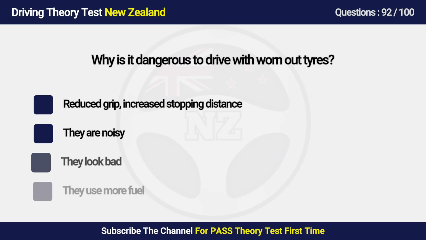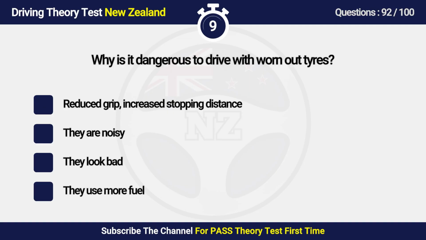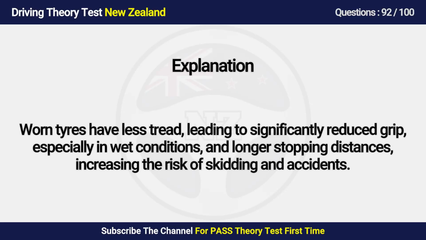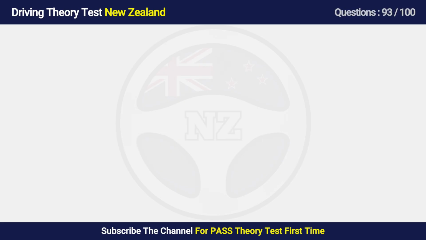Question 92. Why is it dangerous to drive with worn-out tires? A. Less grip, increased stopping distance. B. They are noisy. C. They look bad. D. They use more fuel. Answer is A. Less grip, increased stopping distance. Worn tires have less tread, leading to significantly less grip, especially in wet conditions, and longer stopping distances, increasing the risk of skidding and accidents.